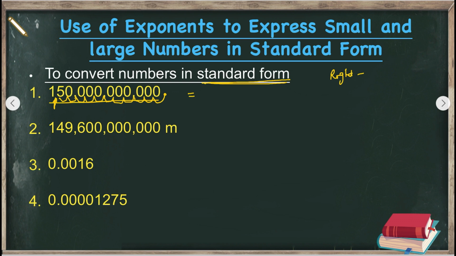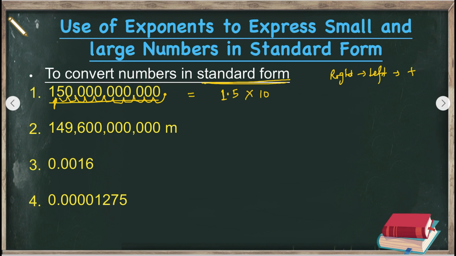When we shift from right to left, the power of the exponent will be positive. So we have moved it 11 places, so this number will be 1.5. We have moved the decimal from the end to right after the first digit, that is 1.5.